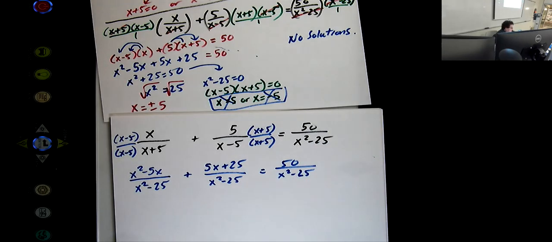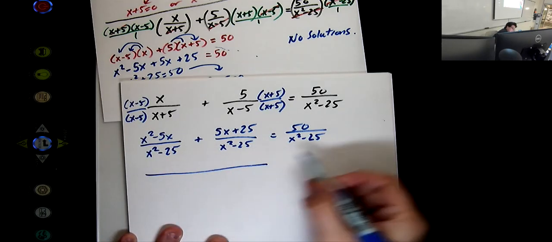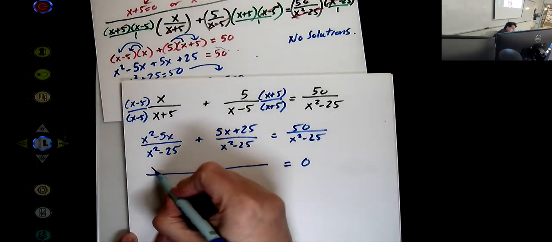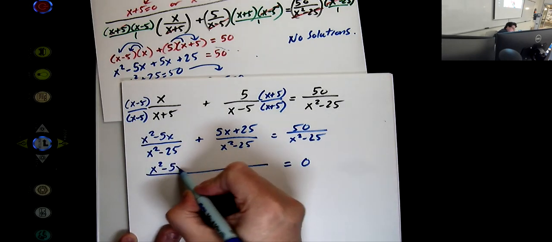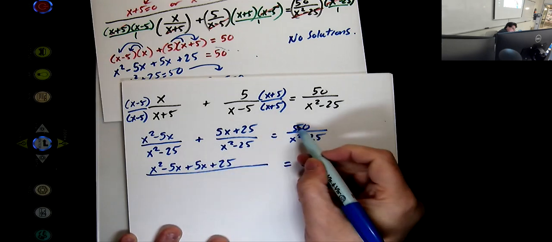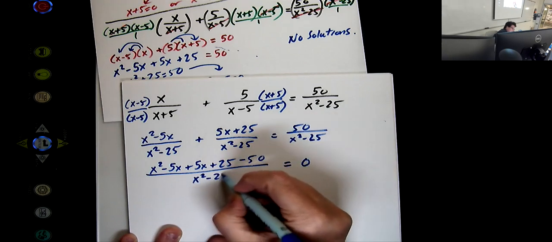We're still not going to clear the fractions. We're just going to get them all on one side. They all have the same denominator, so we can make one giant fraction. And I'm going to subtract this over in the same step, so the right side is going to equal 0. I'm going to have x squared minus 5x plus 5x plus 25, and then minus 50. And the bottom is x squared minus 25.